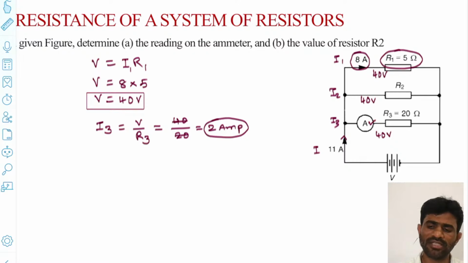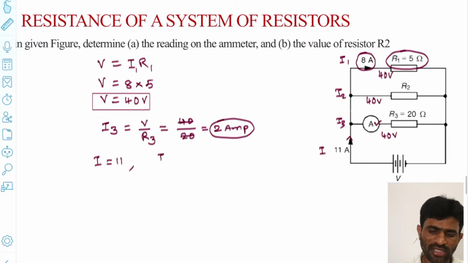Now we have to find the resistance R2. How can we find resistance R2? See here, total current we know. Total current I is equal to 11. We also know I1 is equal to 8 amperes. Now we got I3 is equal to 2 amperes.